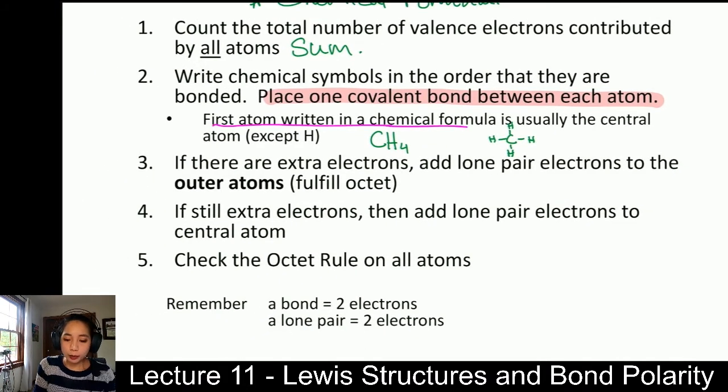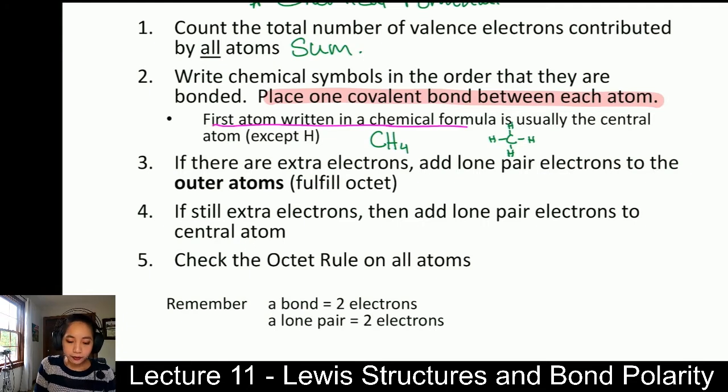So remember, each of these bonds that I drew, each of these lines, requires 2 electrons to form a bond. So on to step 3, if there are any extra electrons that you haven't drawn yet, while keeping in mind the total number of valence electrons from that first step, you need to start adding lone pairs to the outer atoms first to fulfill their octet if there's any extra electrons. Then, if there are still extra electrons, keeping in mind that total valence electron sum from step 1, then you want to start putting those extra electron pairs on the central atom.